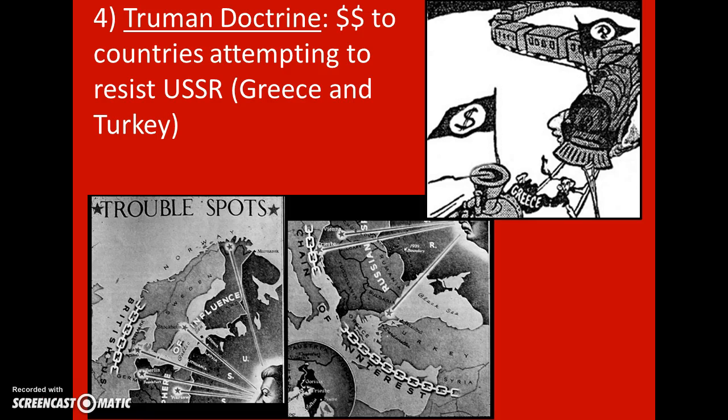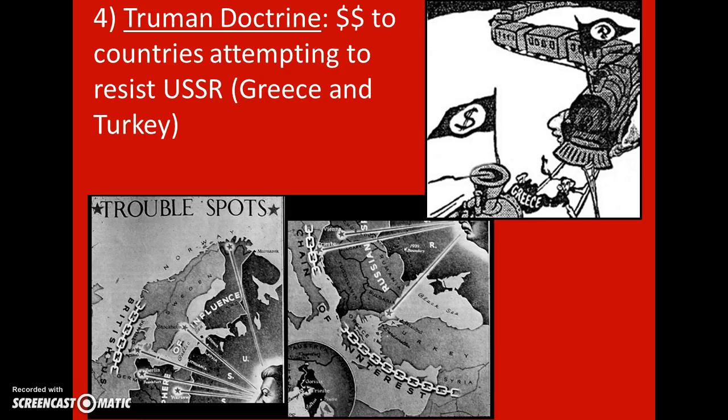The fourth cause was the Truman Doctrine. As you read in the documents, the Truman Doctrine wanted to give money to countries attempting to resist the Soviet Union, particularly Greece and Turkey. Again, this is following the policy of containment.